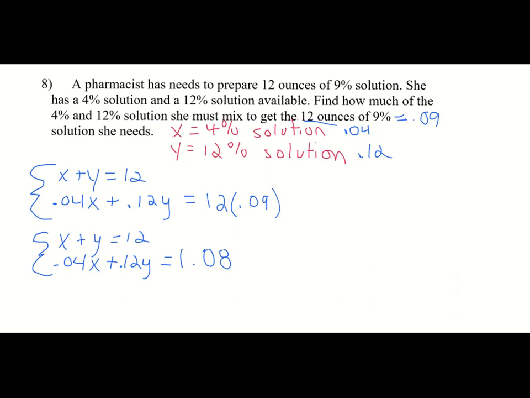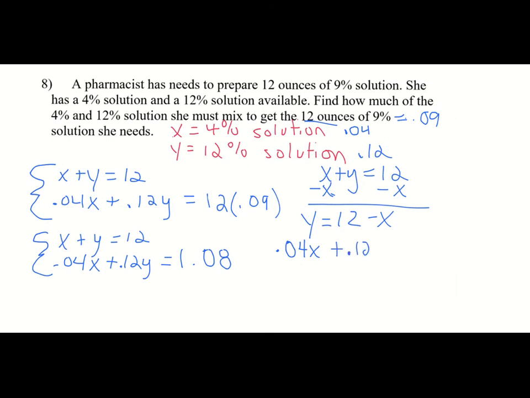This problem, I'm definitely going to do substitution here, because I think multiplying it to make two terms that cancel out is a little bit more complicated. But I can take this x plus y equals 12 and solve for either x or y. It doesn't matter. Let's solve for y. So I'll subtract x from both sides. So y is equal to 12 minus x. So now I'm going to plug that into my bottom equation. So I'm going to have 0.04x plus 0.12, and instead of y, I'll put times 12 minus x equals 1.08.